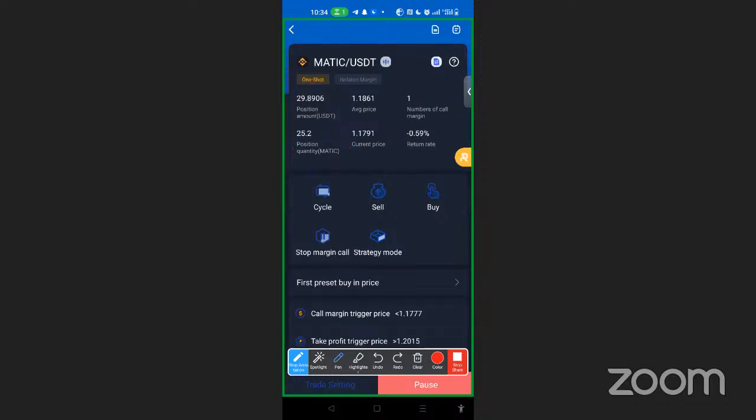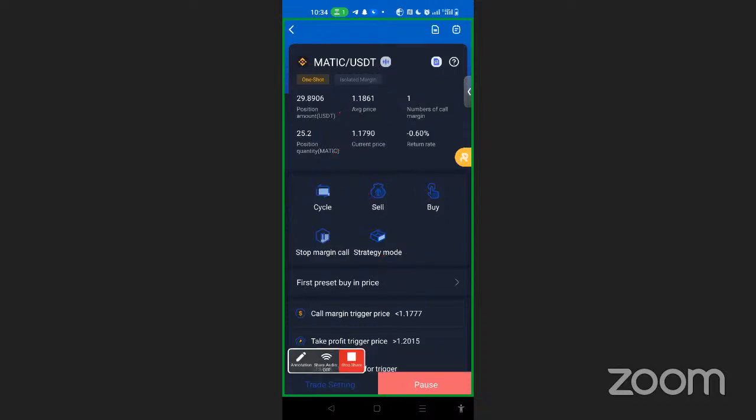Now let's go to average price. For example, if the robot enters the market from here, then the market goes down, it buys again here, and it buys again here. Every time the robot buys, it creates a new average price.